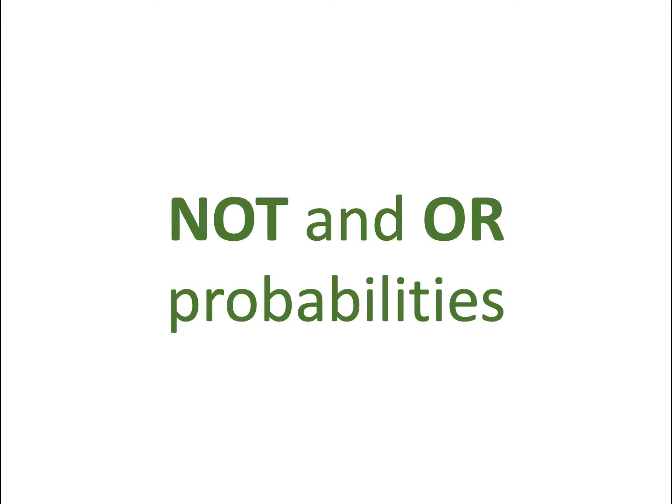For this outcome, we will be going through different scenarios involving "not" probabilities and "or" probabilities. To understand this type of probability, let's look at this example.